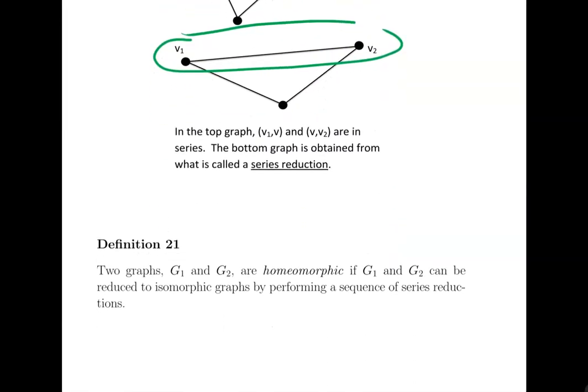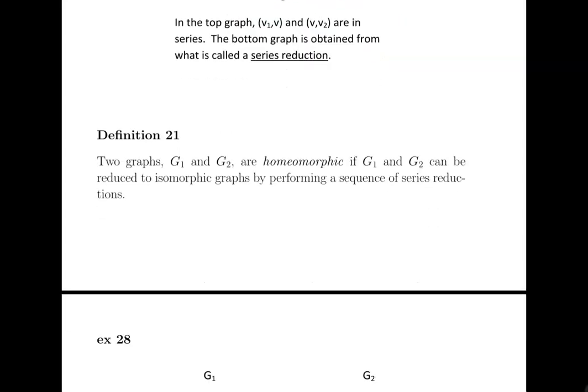So why am I mentioning that? Well, because we need another definition before we get to the theorem. The other definition is two graphs, G1 and G2, are what are called homeomorphic if G1 and G2 can be reduced to isomorphic graphs by performing a sequence of series reductions. So if you can do some series reductions and make them look the same, reduce them to isomorphic graphs, then they are what are called homeomorphic. And we need that information for the following theorem.